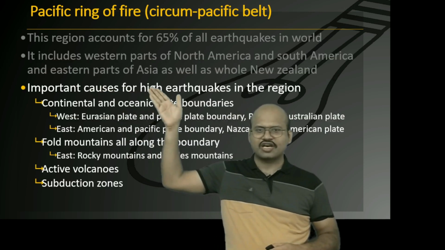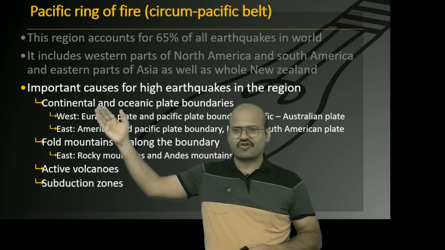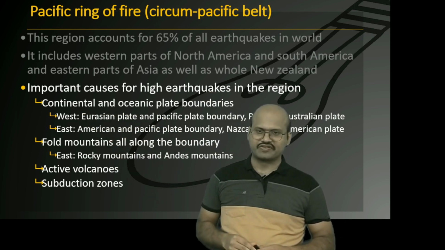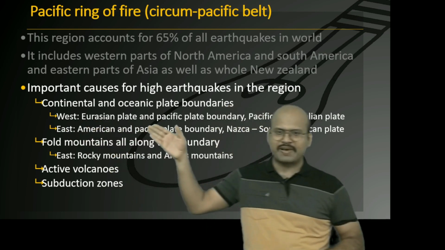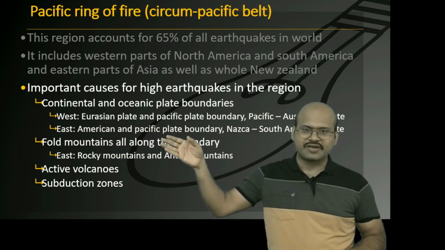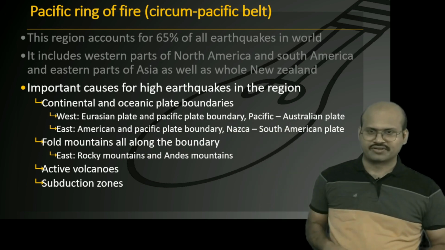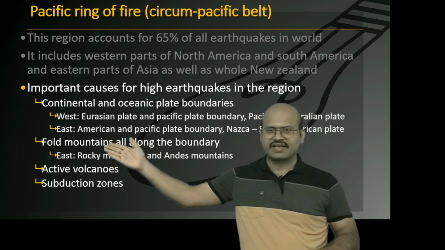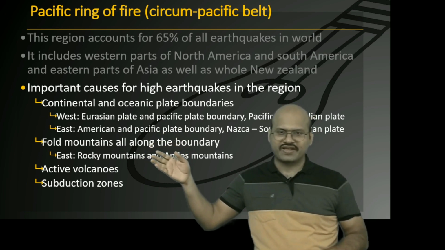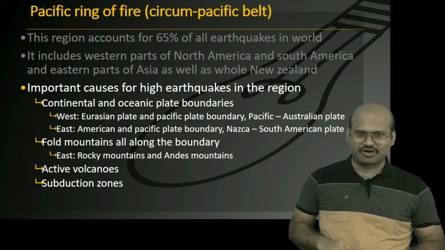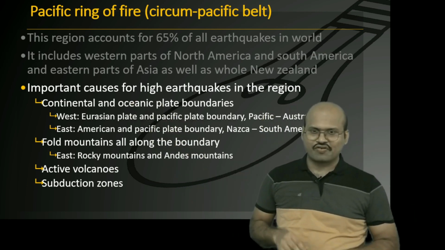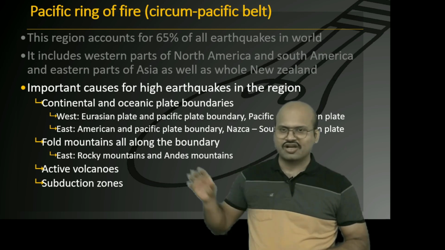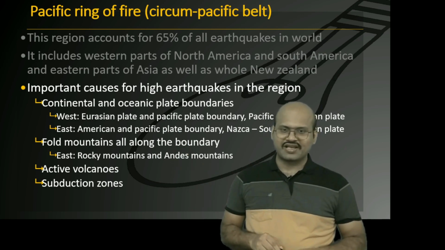Important causes for high earthquakes in the region is large number of continental and oceanic plate boundaries. We see in the west side of our Pacific plate we have Eurasian plate and Pacific plate boundaries, as well as Pacific and Indo-Australian plate boundary. On the east we have American and Pacific plate boundary, as well as Nazca and South American plate boundaries. So we see that a large number of continental and oceanic plate boundaries exist, where the oceanic plates are subducting under the continental plates, creating a huge seismic area.